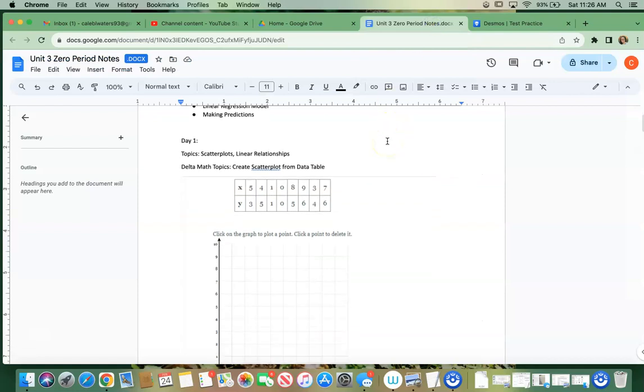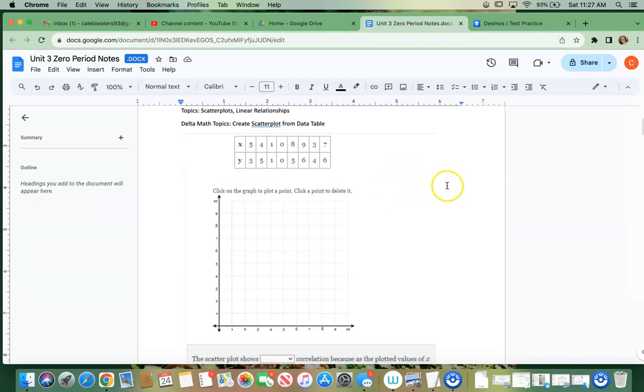All right, so let's go ahead and get into it. On day one, we're mostly going to be doing scatter plots. So it's literally plotting points that they give you in a table. Some of you guys may find that really, really easy. Others may need a little bit of help. So let's practice a couple together.